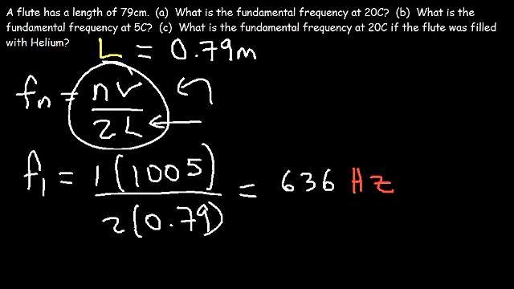Now let's make sense of this number because it's much higher than the answers in part A and B. And we can see why. The speed of sound in helium is much higher than the speed of sound in air. So the frequency is significantly higher.